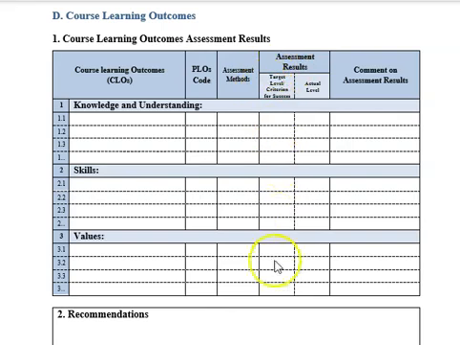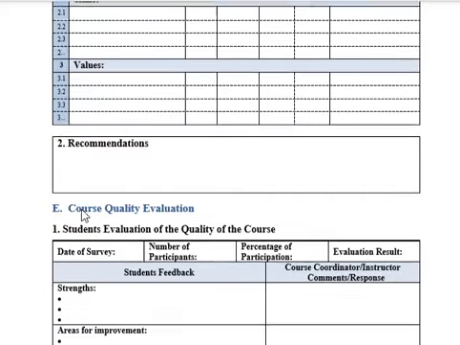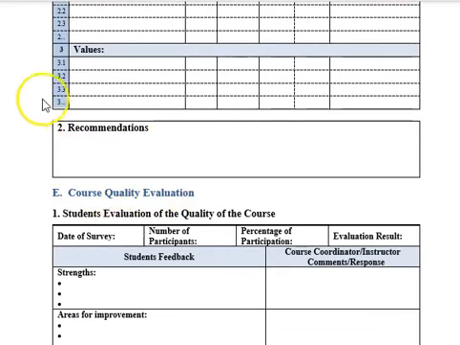For example, for this course learning outcome it is 70%. The actual level is 60%. Write your comments on the assessment results. For example, the actual level is below the benchmark or the target level, due to difficulties in math. As you see, competency is replaced by values, and this should be the same in the course specification. Write your recommendations here regarding the course learning outcome evaluation results.